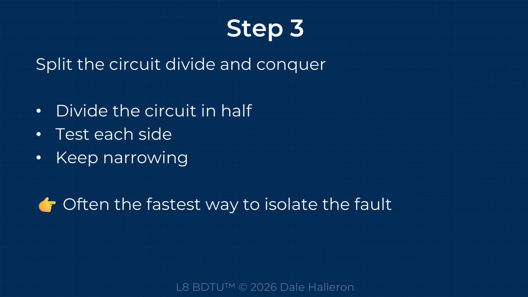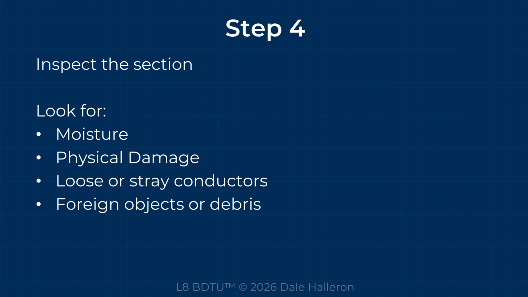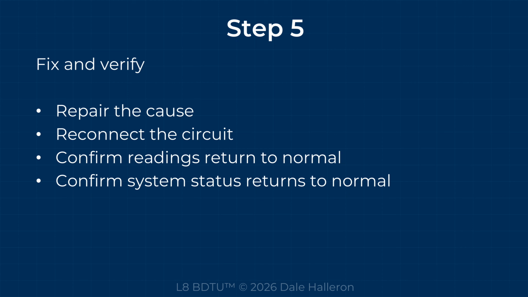Step 3. Split the circuit, divide and conquer. Divide the circuit in half. Test each side. Keep narrowing. Often the fastest way to isolate the fault. Step 4. Inspect the section. Look for moisture, physical damage, loose or stray conductors, foreign objects or debris. Step 5. Fix and verify. Repair the cause, reconnect the circuit, confirm readings return to normal, confirm system status returns to normal.